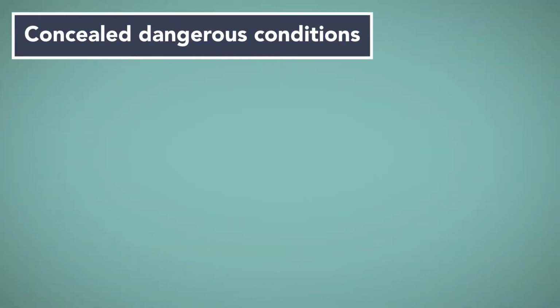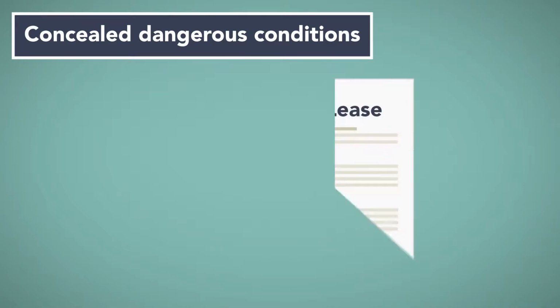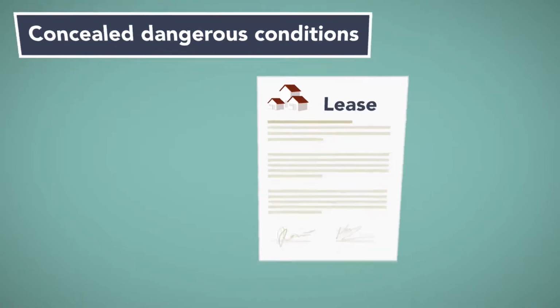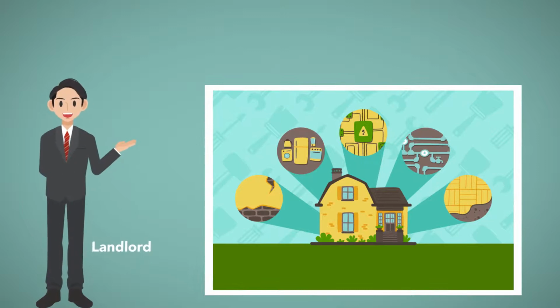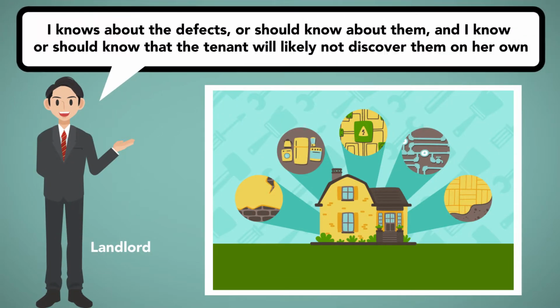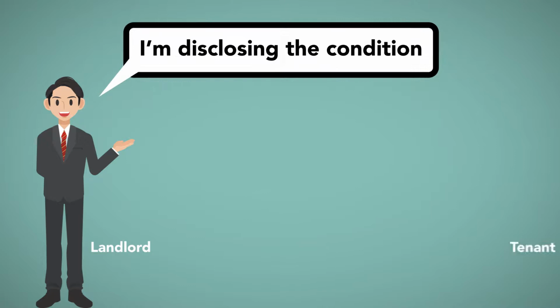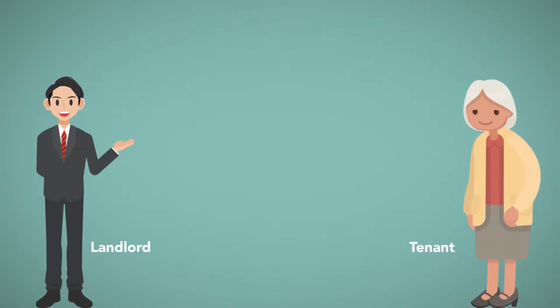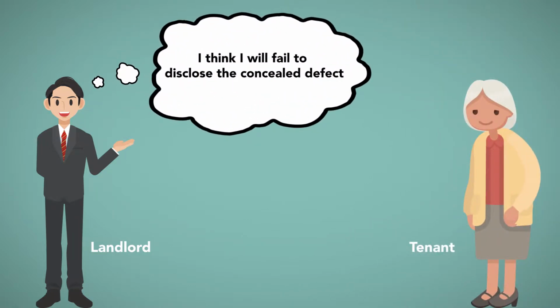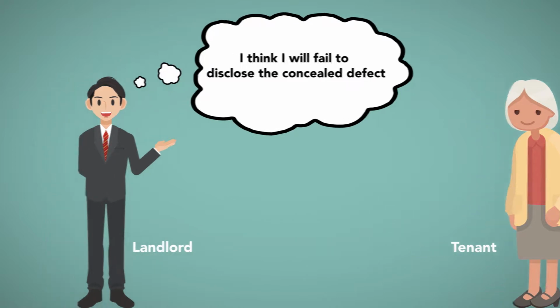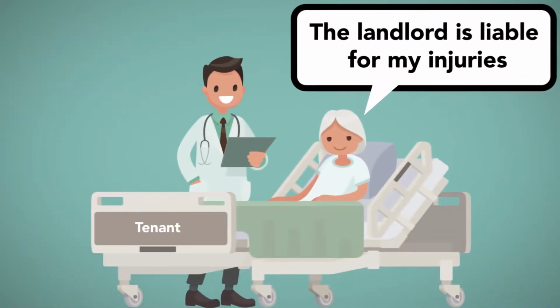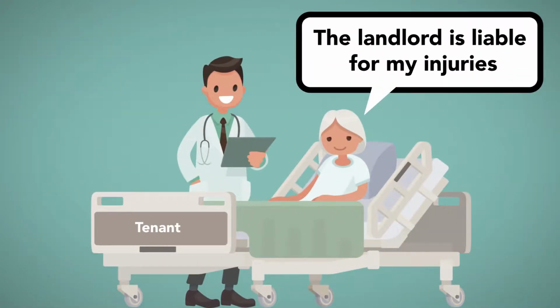One such class is concealed dangerous conditions which exist at the time of the lease. These are defects in the rental property which the landlord knows about, or should know about, and knows or should know that the tenant will likely not discover on her own. In such cases, the landlord must disclose the condition to the tenant. Should the landlord fail to disclose the concealed defect, and the tenant suffers injury as a result, the landlord may be held liable for the injuries.